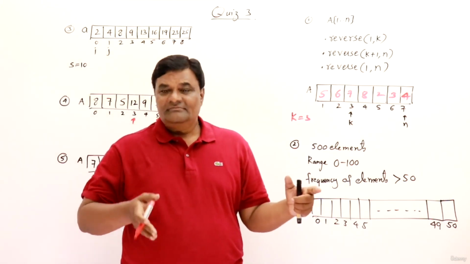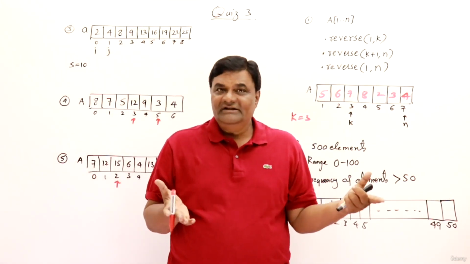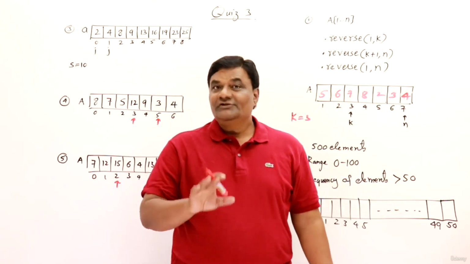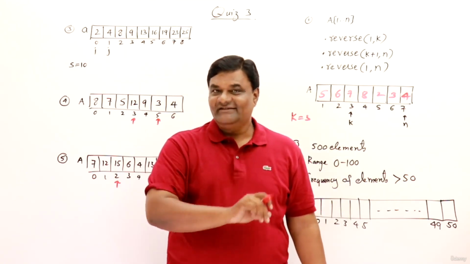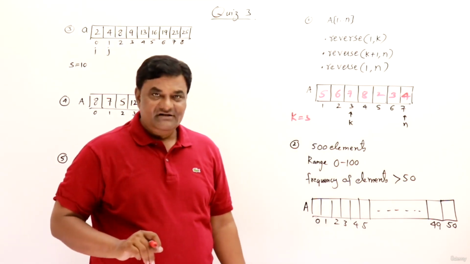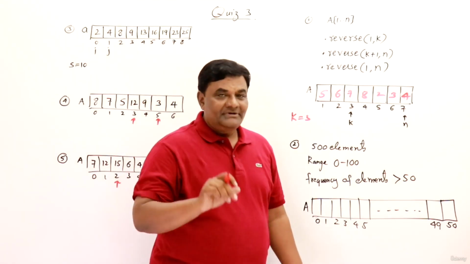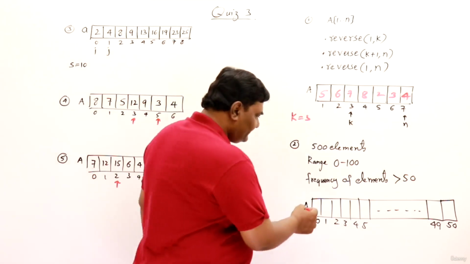You need an array from 51 to 100. Total how many elements? Just 50 elements. So you need an array of size just 50. Array of size 50 is sufficient. For example, 10 people got 51 marks. Store 10 here.